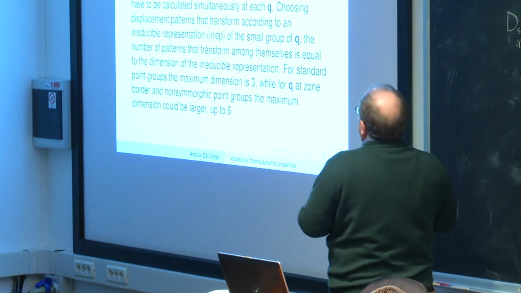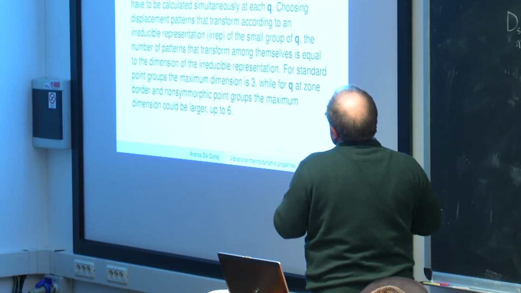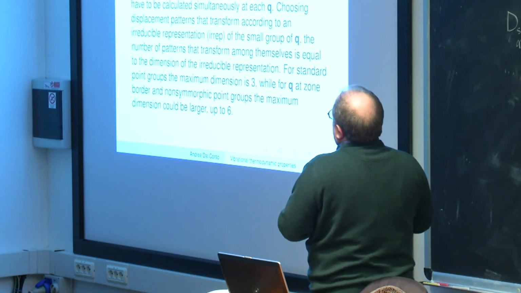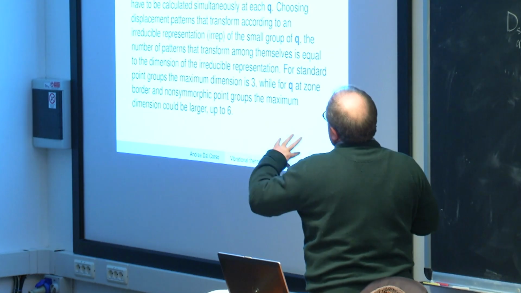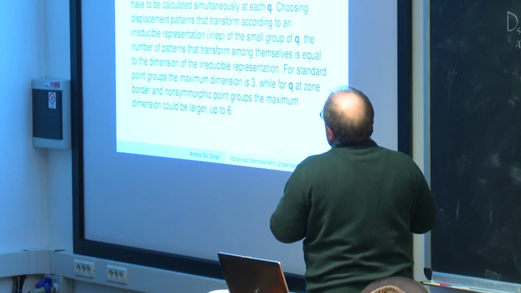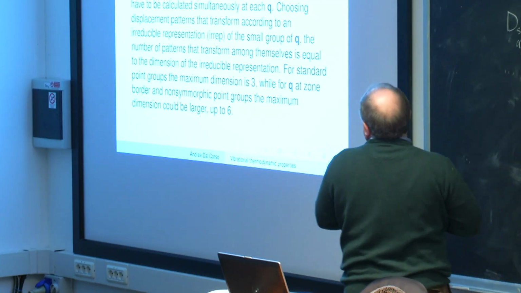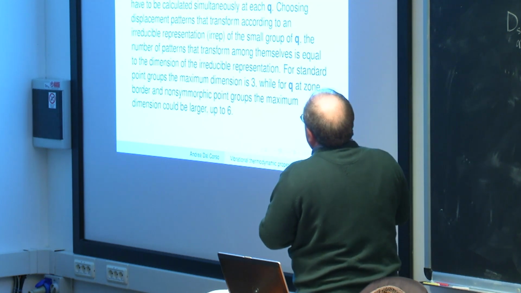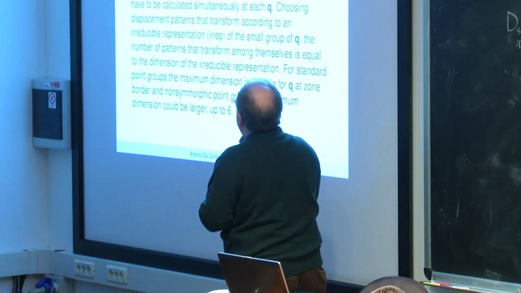And what we do is that we choose, for each Q point, displacement patterns that transform according to the irreducible representation of the small group of Q. What you can show is that the number of modes that transform among themselves depends on the size of the irreducible representation of the small group of Q, and in general, the maximum for a normal Q point is 3.